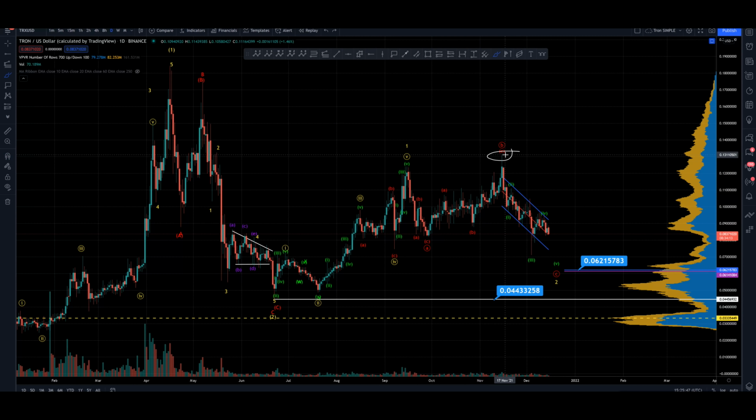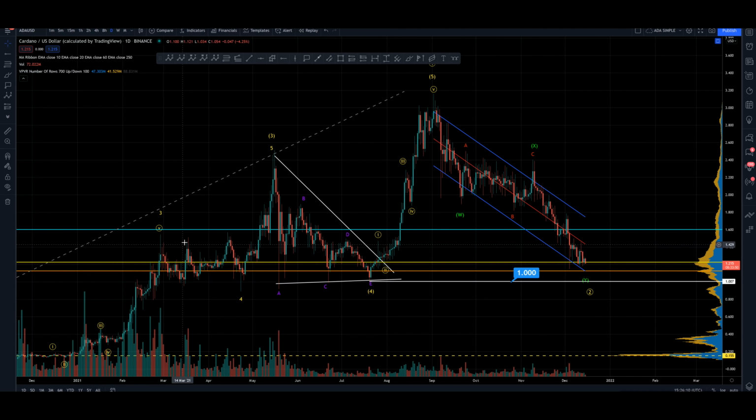Alright, so the B wave high makes sense. This whole count makes sense, but it's going to cause pain and fear before we bottom. Okay, so that's how I see Tron. Same as XRP, same count, only difference is expansive B wave high here. We've got to put in a low before this low, otherwise all bets are off. Right, so that's Tron. Let's come over and have a look at ADA.